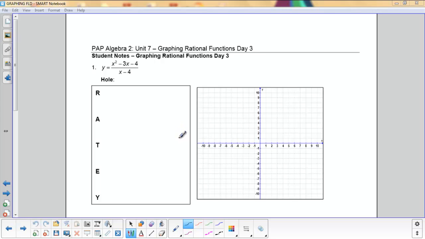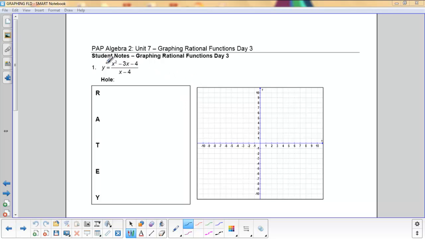And you'll notice that if you have a factor on the top and the bottom which cancels, what you have there is a removable discontinuity, or a hole. We're going to use these first three examples in your notes today to demonstrate how that works, and then you will complete the other three on your own for some practice. And then we'll talk more about that tomorrow when you come back to class.